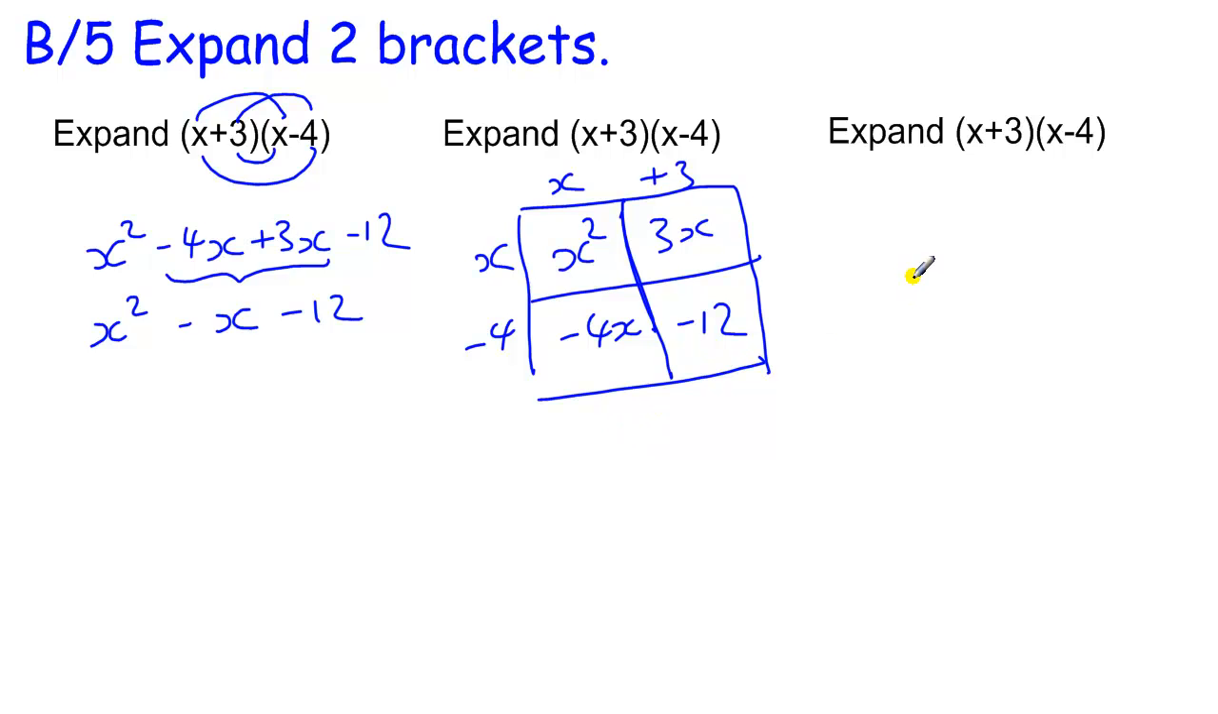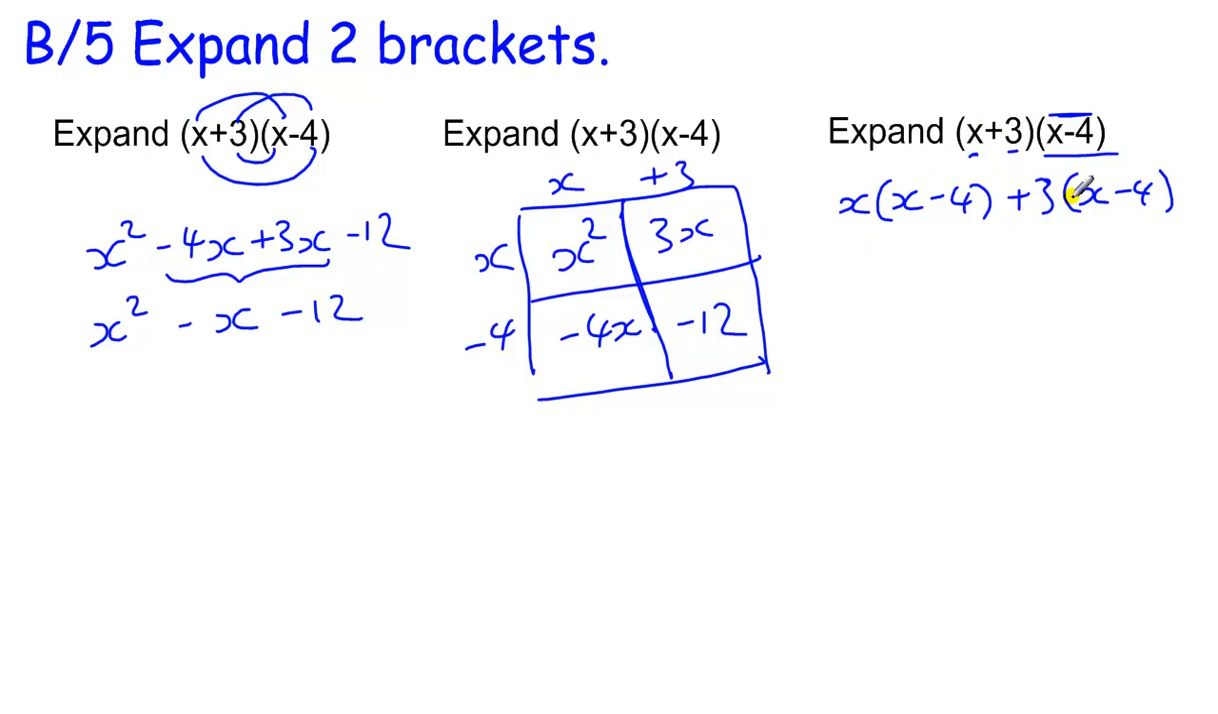And that is a slightly old school method that used to be used a long time ago. I don't know if it's used much these days. It is to do this times this and then this times that. So you would rewrite it as x times x minus 4 plus 3 times x minus 4. So you make it into two single brackets.